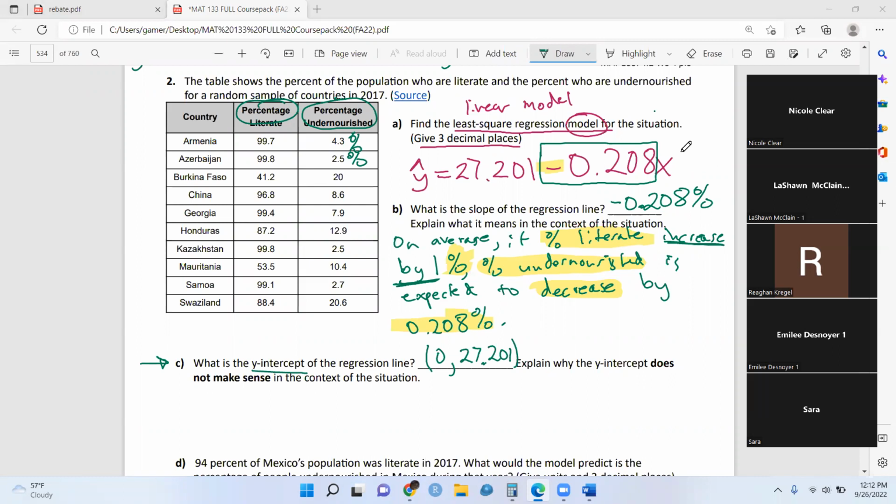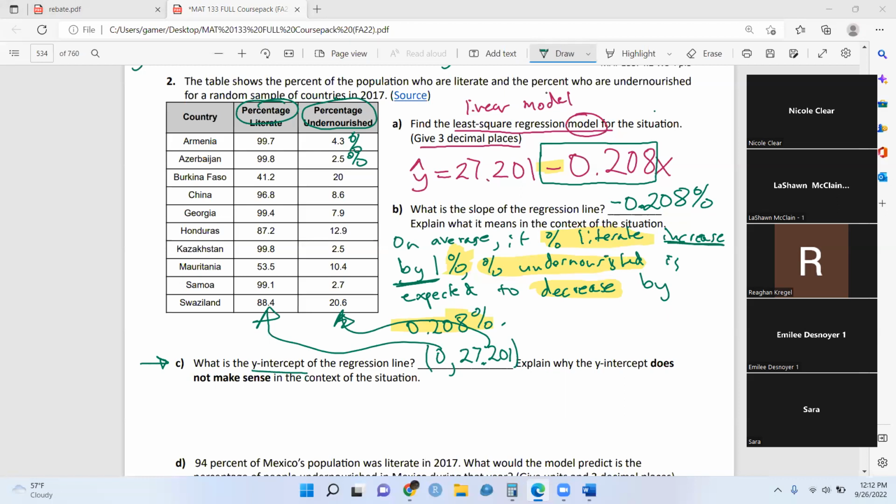And the reason you want that is because this 0 is the number for, in our context, percent literate. And this 27.21 is the predicted value for percent undernourished. Nice, Misty, you got it.